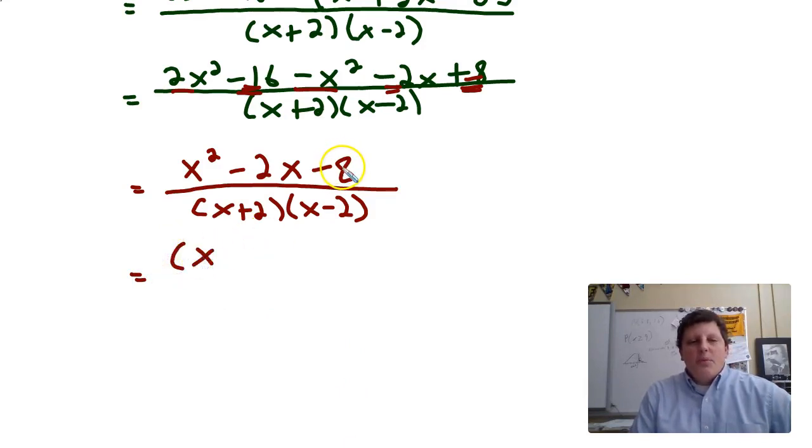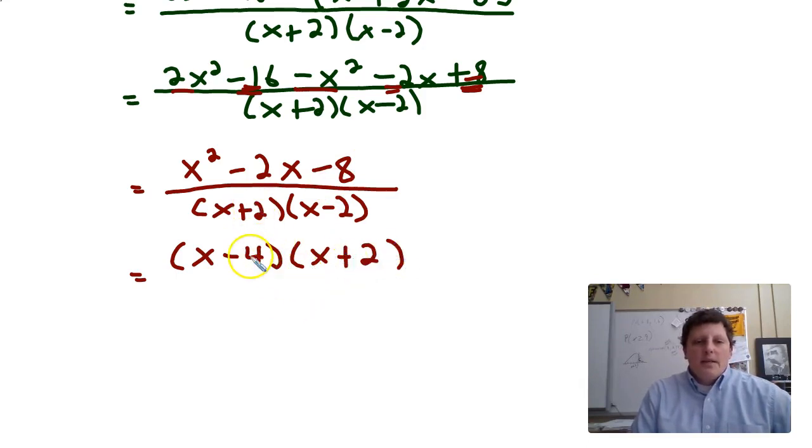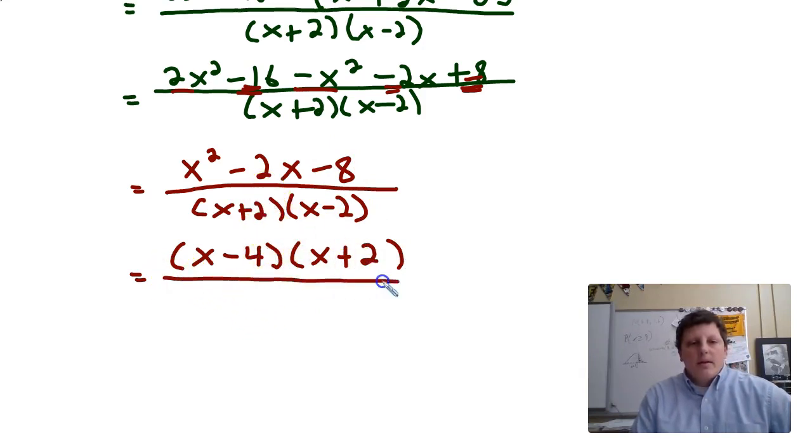I need something that multiplies to give me negative 8 and adds to give me negative 2. Well, I know 2 times 4 is 8, and they're 2 apart. So if I put a minus 4 here and a plus 2 here, that would give me something that multiplies to give me negative 8, but adds to give me negative 2. That's going to work. Over x plus 2 times x minus 2.